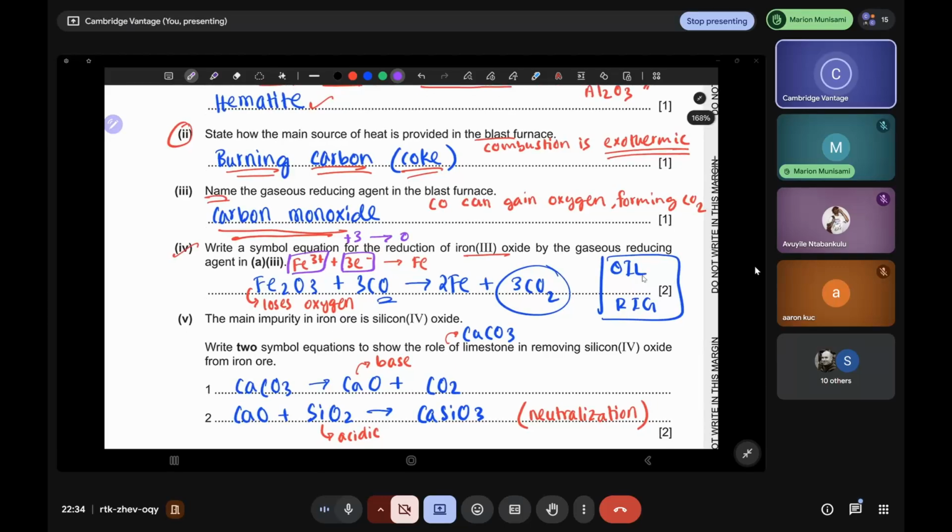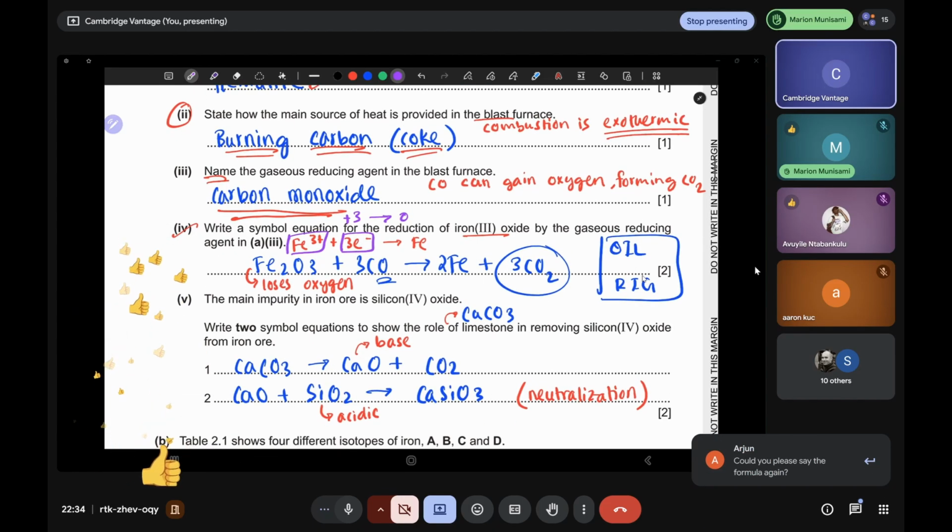Is that clear for all of you? Does anyone have any questions regarding this? All right, thank you very much for responding. Can you repeat which formula you're asking for, Arjun?